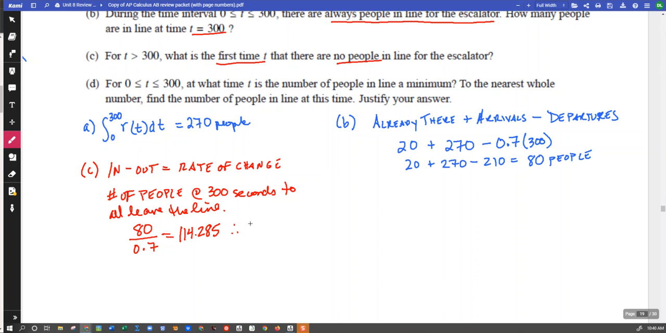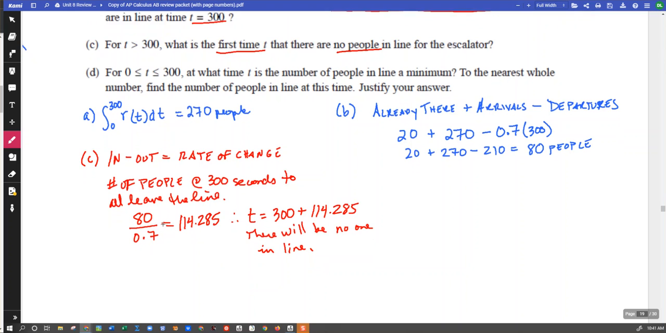So therefore, at t equals 300 plus 114.285, there will be no one in line. And technically speaking, we could have done this without a calculator and just said 300 plus 80 divided by 0.7, and that would have been a satisfactory answer.